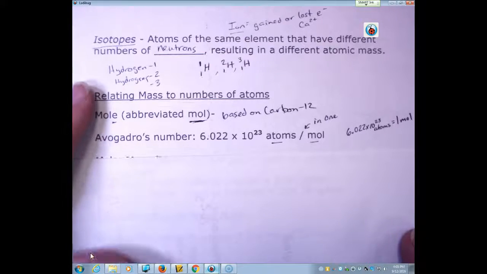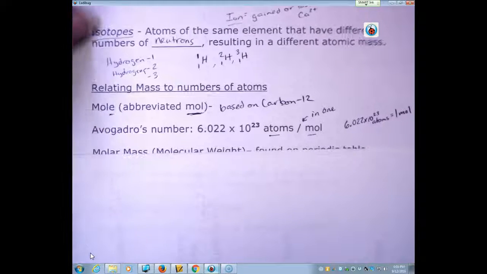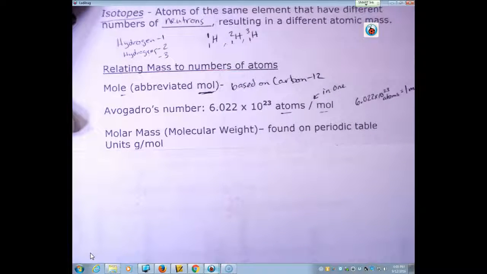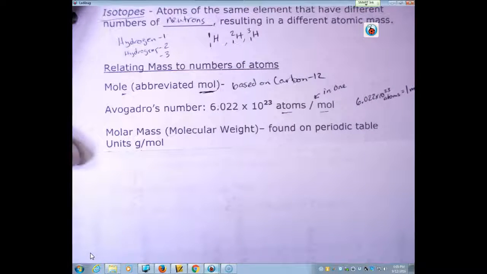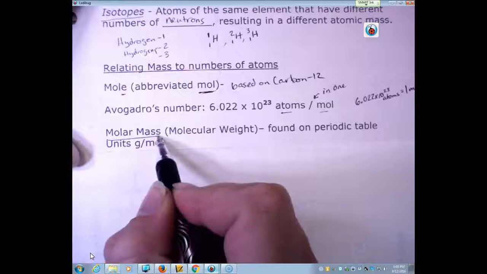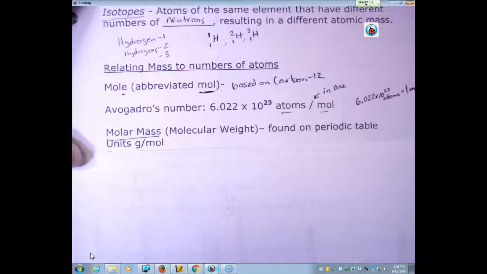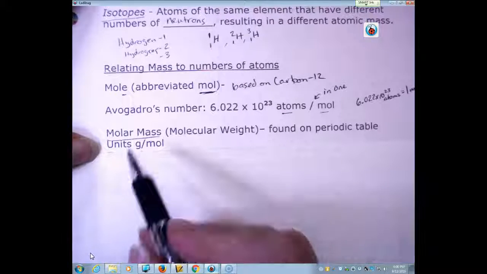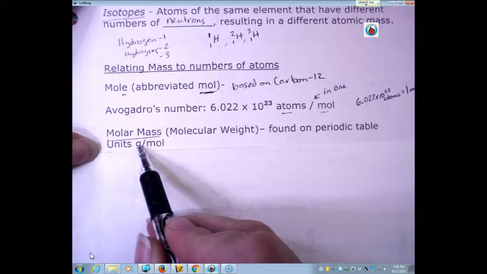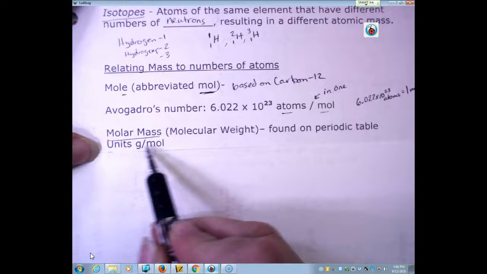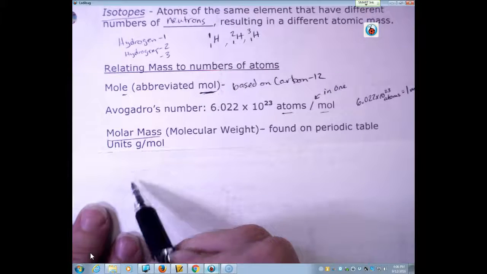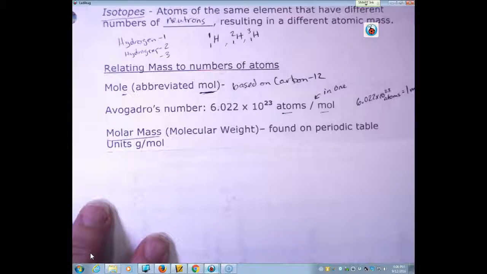So we're going to be working with that here in a little bit, but before we get to working with Avogadro's number, we're going to use the conversion factor molar mass. Molar mass is sometimes called molecular weight, and it's found on the periodic table. I will exclusively use molar mass, though, in my class. Units for molar mass are grams per mole. So again, we have 2 units in the conversion factor, so that's what we're going to use it for. We can go from grams to moles or moles to grams. Now, it is found on the periodic table.